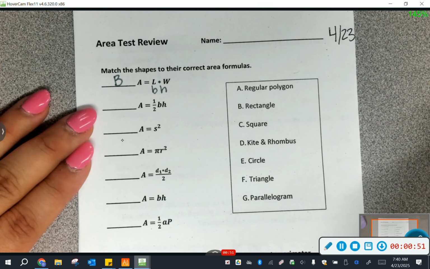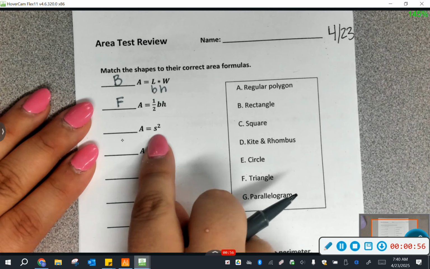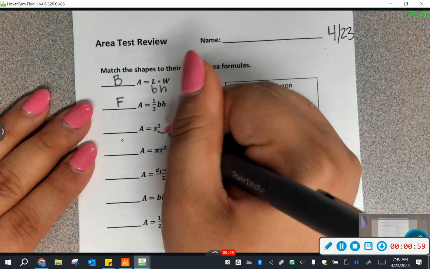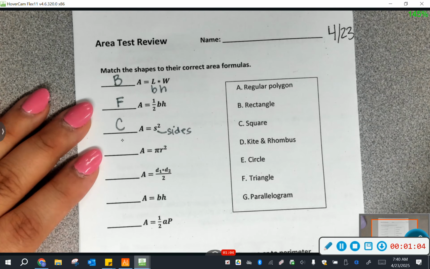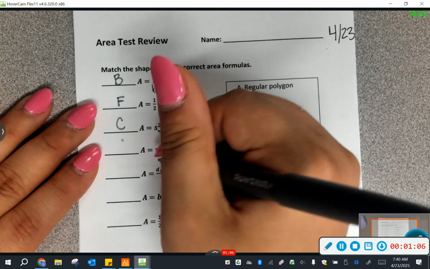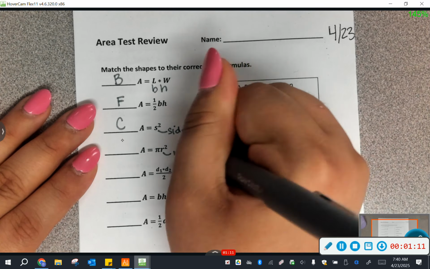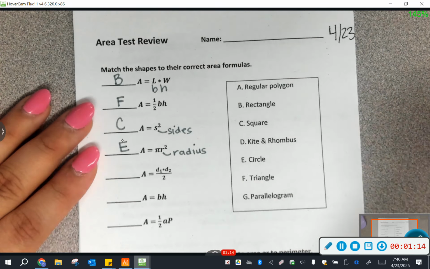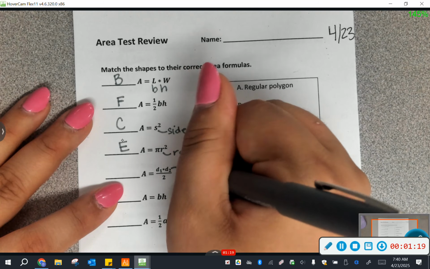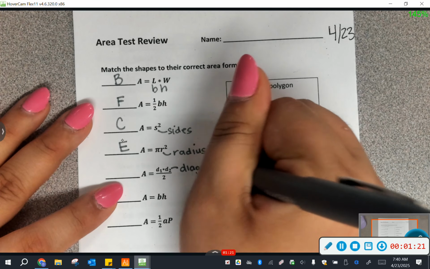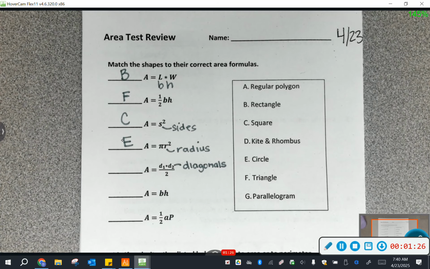1/2 base times height is a triangle. What does this little S stand for? The sides. If you don't know that, write that down. That is for a square. What does the little R stand for? Radius. In pi r squared, it stands for radius. That is a circle. What do these D's stand for? Diagonals. So again, I'm giving you these formulas tomorrow, but you have to know what all the letters stand for.